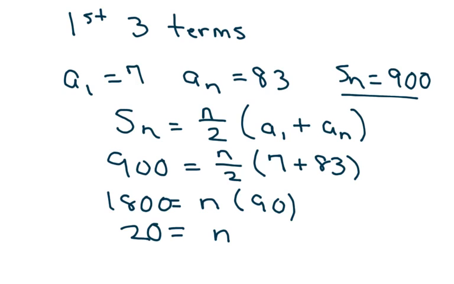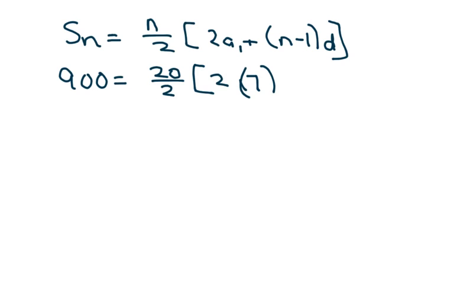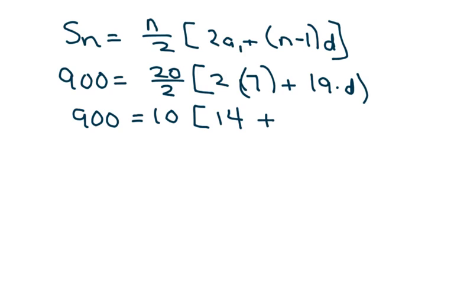Okay, and I've got to get all my information. So I'm basically going to use the formula twice. S of n is 900, equals n over 2. N we already know is 20, and 2 times a sub 1. A sub 1 was 7, plus 19 times d. All right? So we get 900 equals 10 times 14 plus 19 times d.